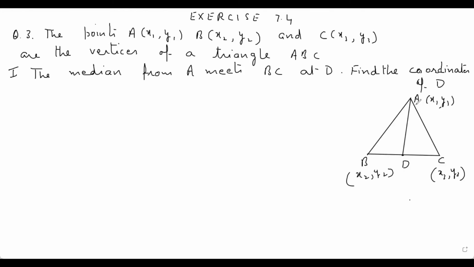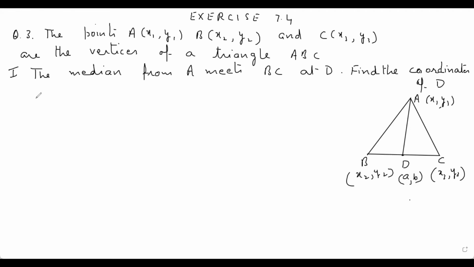Now we have a triangle ABC. It is given to us: coordinates of A are x1, y1; coordinates of B are x2, y2; coordinates of C are x3, y3. AD is a median. A median from A meets BC at D. I am to find the coordinates of D. Let the coordinates of D be a and b.